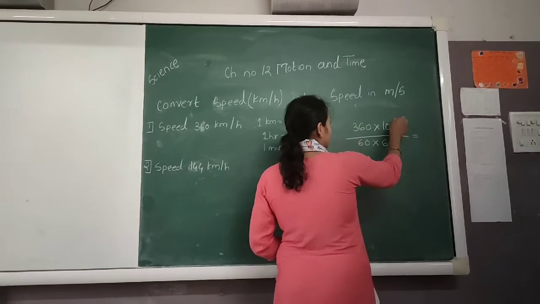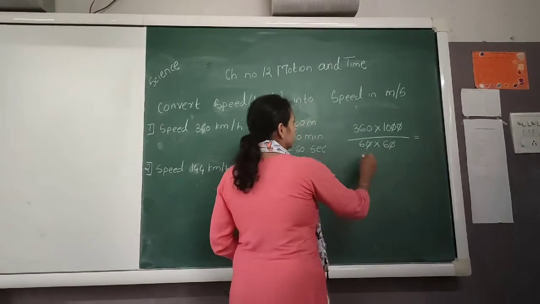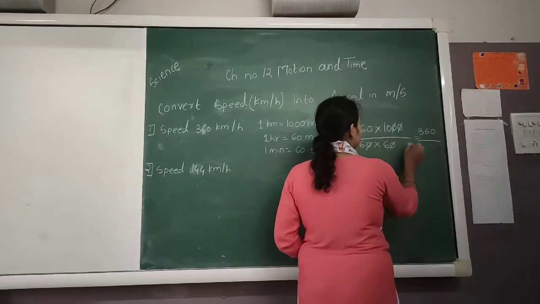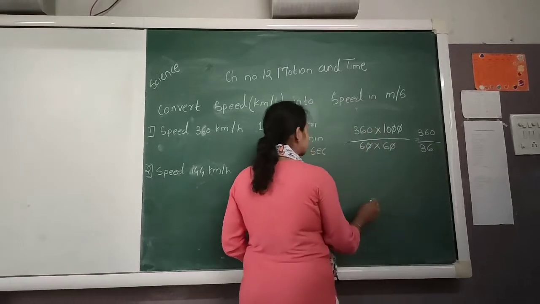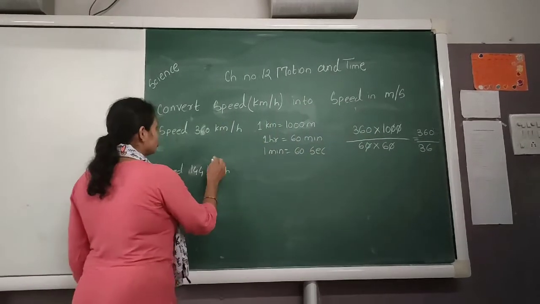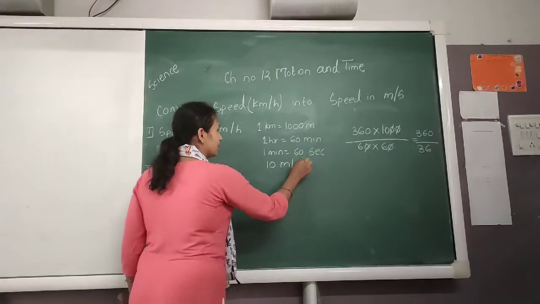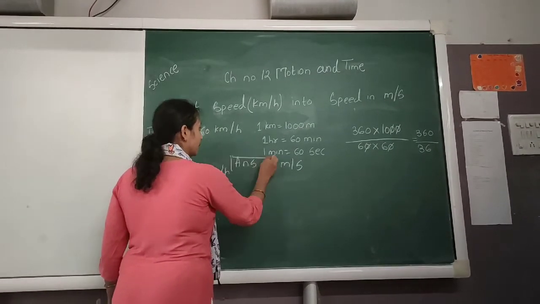Now we will do this one in this way. Now we have the 360 divided by 36. So you know that 36 tens are 360. So we have the answer 10 meter per second. This is our answer.